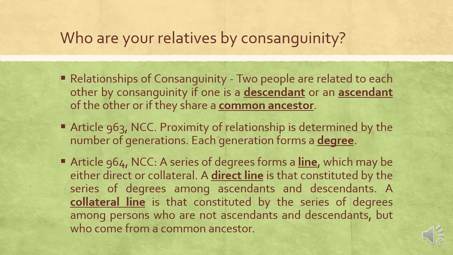Collateral blood relatives. They constitute a series of degrees among persons who are not ascendants and descendants because in that example, A and B are first cousins, whereas C and D are second cousins. So although they do not belong to a direct line constituted by a series of degrees among ascendants and descendants, they belong to the collateral line because they constitute a series of degrees among persons who may not be ascendants and descendants of each other, but they come from a common ancestor.